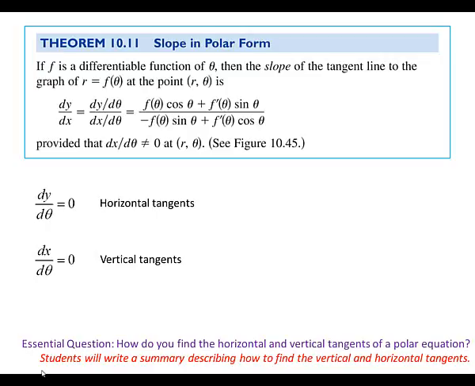And then the horizontal tangents come from dy d theta equaling 0. And then the vertical tangents come from dx d theta equaling 0. Okay? The problem is that whatever equation they give us, you have to get it into polar form first before we can take its derivative. So that's a little bit of a change. That's why we have the slope the way it is.